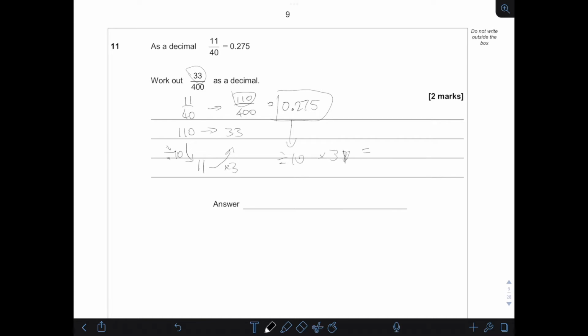To divide a decimal by 10, you essentially shift the decimal place to the left by 1. So you're now on 0.0275, which is 11 over 400, and now we multiply by 3. This is a simple multiplication.